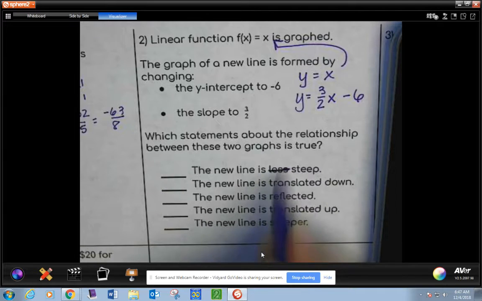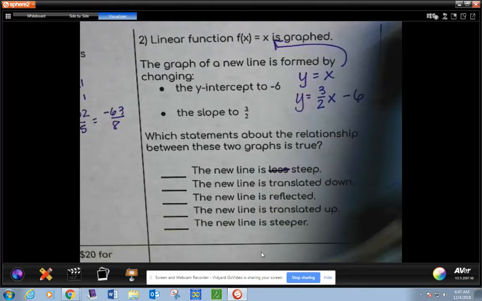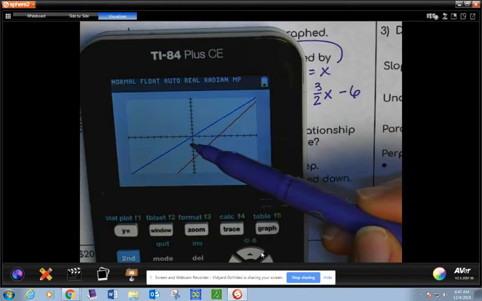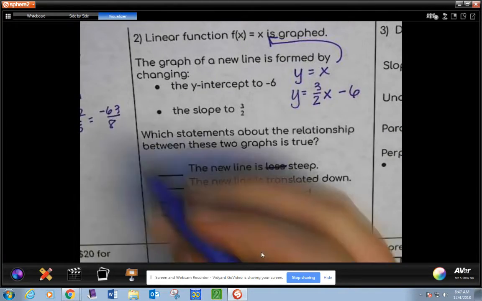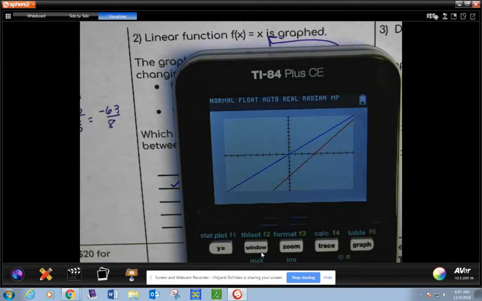No, it's not less steep. The new line is translated down. Well, that is correct because the y-intercept did go down. Okay, the new line is reflected. That is not correct. I did not flip the direction. It's still a positive line.